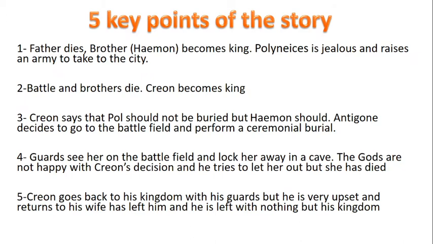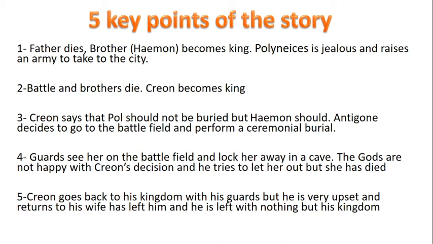So we are going to identify the 5 key points of the story. Key point number 1: father dies, brother Haemon becomes king, Polynices is jealous and raises an army to take to the city. Number 2: battle and brothers die, Creon becomes king. Number 3: Creon says that Polynices should not be buried but Haemon should. Just so you know, that says Pol, but it actually should be Polynices. Antigone decides to go to the battlefield and perform a ceremonial burial.